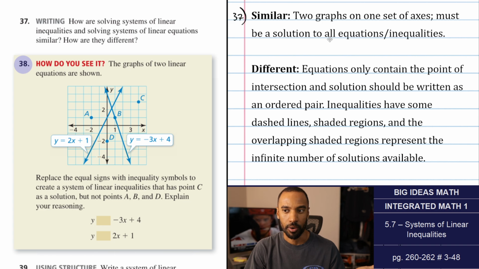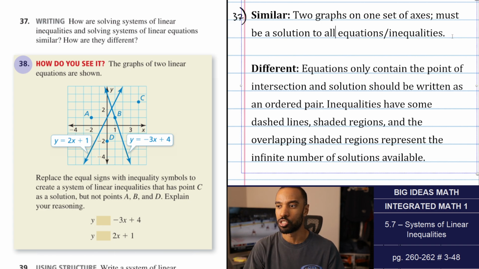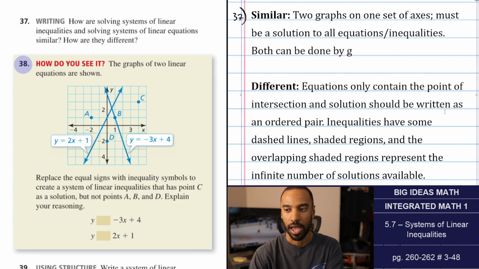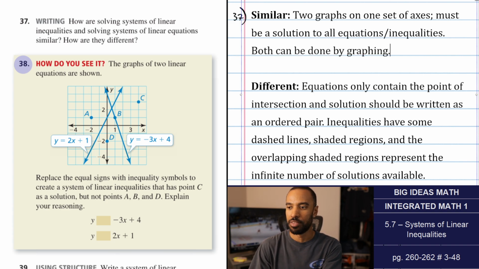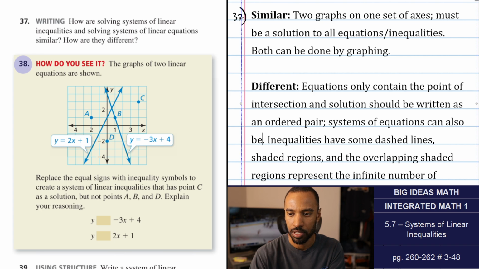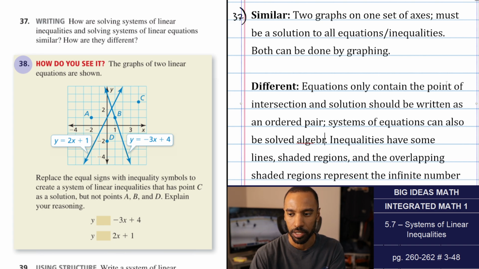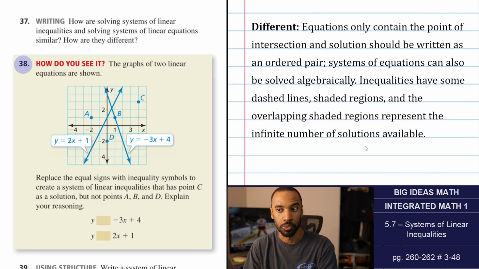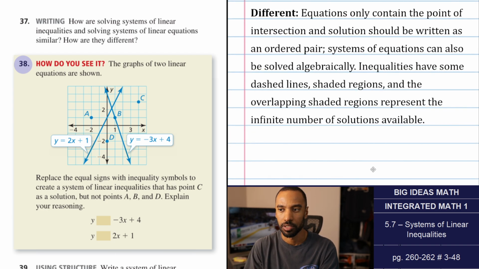But yeah, both can be done by graphing. It's two graphs, because here's the thing. Both can be done by graphing. So I should mention that: systems of equations can also be solved algebraically, by elimination or substitution. Inequalities cannot. That is a true difference.